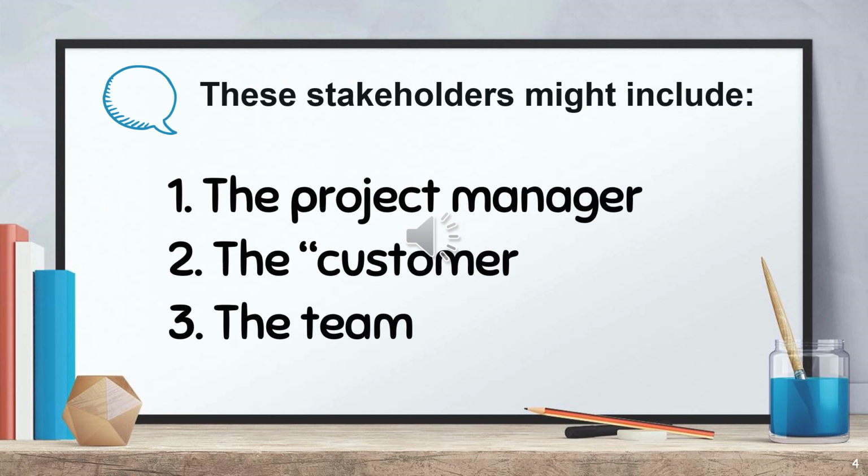These stakeholders might include the following: the project manager, the customer, and the team. The project manager is the person ultimately responsible for completion, and the customer is the one who receives the deliverables. This can be someone on your team, an internal or an actual paying customer, and the team are the people responsible for any tactic that's part of the plan.